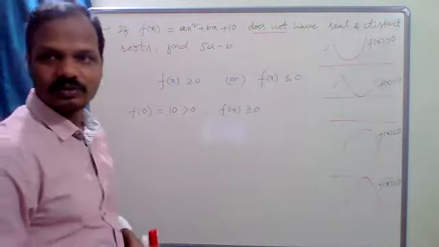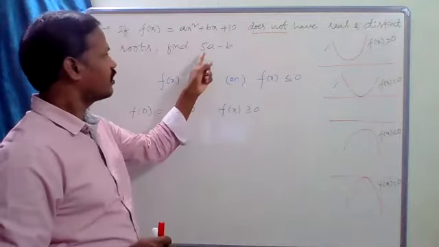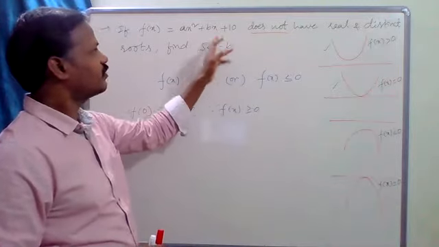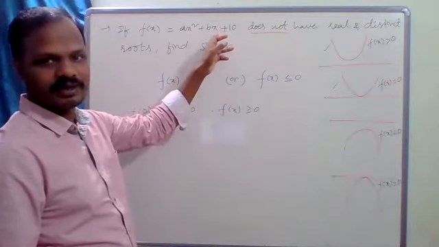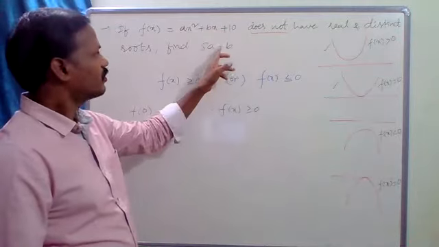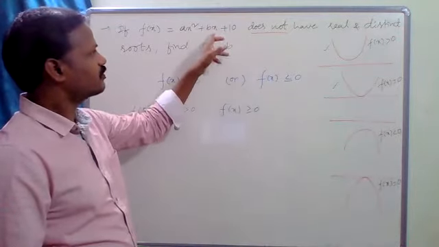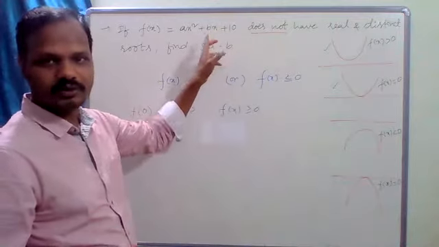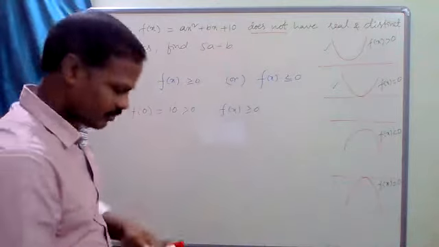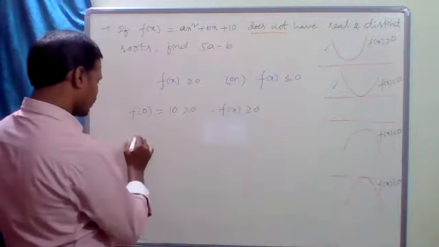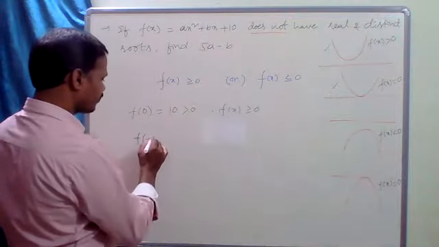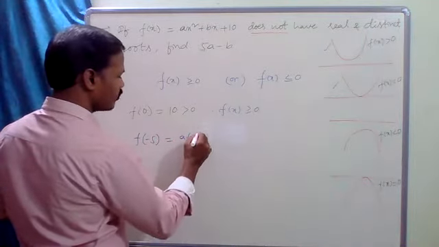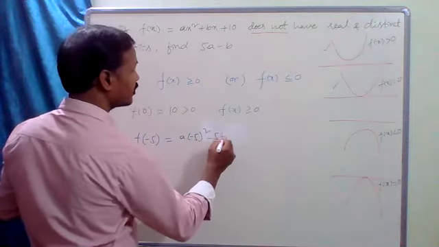Now what we have to find? We have to find the value of 5a minus b, and we have to get this value from this expression. Here we have minus b, so the coefficient of b is negative. That means you have to substitute some negative value. So f of minus 5 equals a into minus 5 whole square minus 5b plus 10.